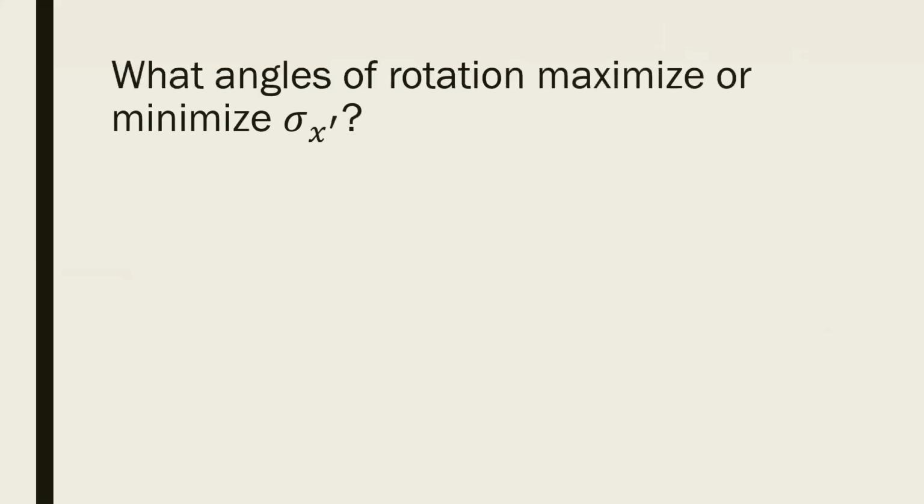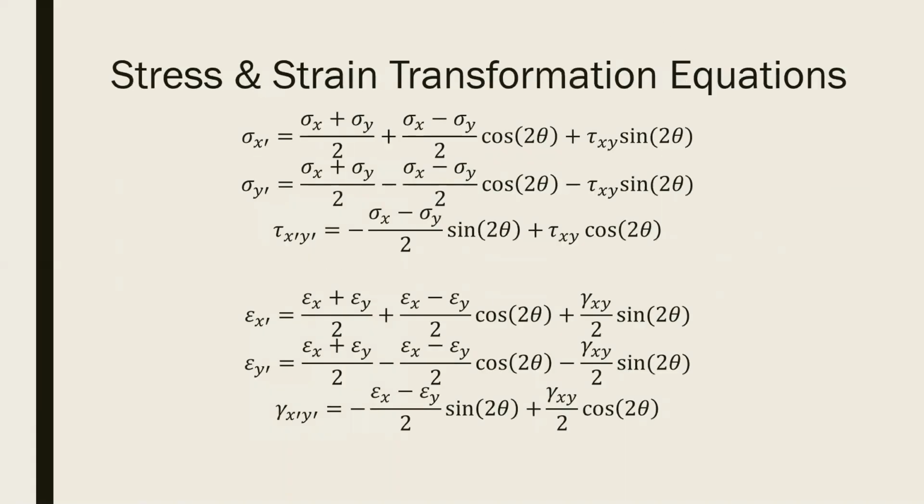Right, so today the big question we're going to start with is, as we're rotating the coordinate system and looking at this material point through the lens of different orientations, at what angle of rotation are we going to maximize or minimize our sigma x prime value? If we have an equation that describes sigma x prime, such as that one, and I want to know at what value of theta this equation is maximized or minimized, how do I determine that?